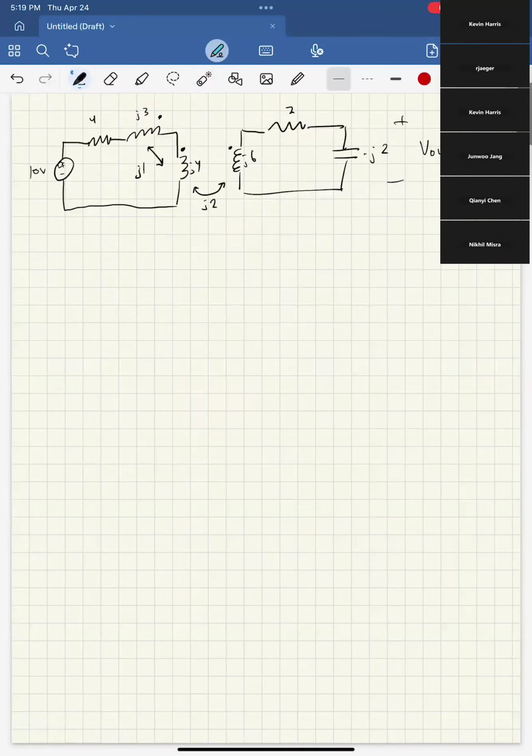Okay, then I will do this question now. I'm just gonna write the mesh equations for this. So we have I1 and I2.